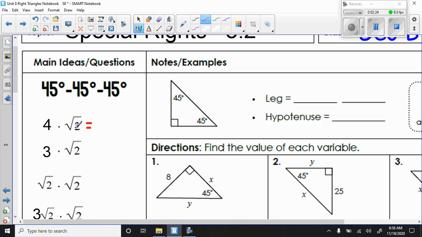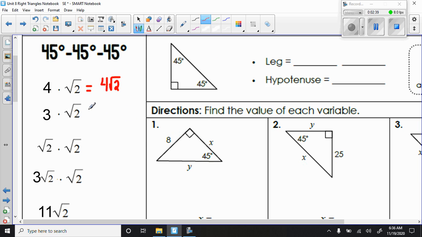So 4 times radical 2, because 4 is a number and this is a radical, these are not like terms. I'm just going to say the answer would be, 4 times x is 4x, and 4 times radical 2 is 4 radical 2. Once again, 3 times radical 2, those aren't like terms. So I would say 3 times x would be 3x, and I can compare that to 3 times radical 2, which would be 3 radical 2.